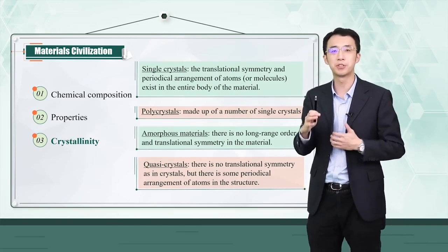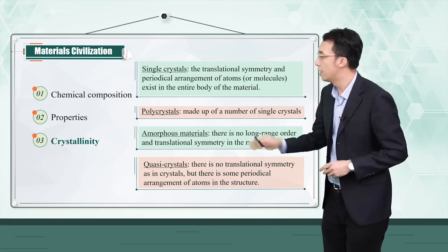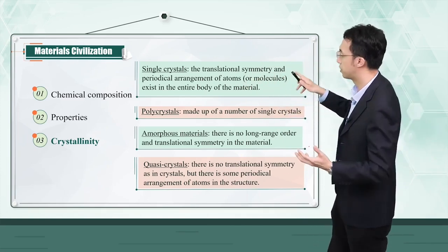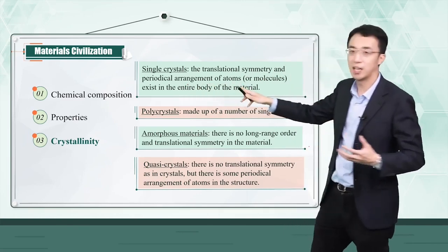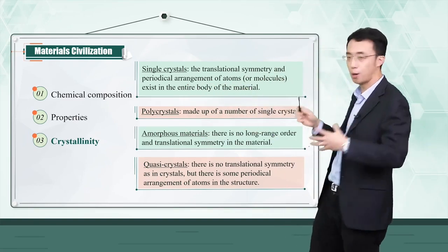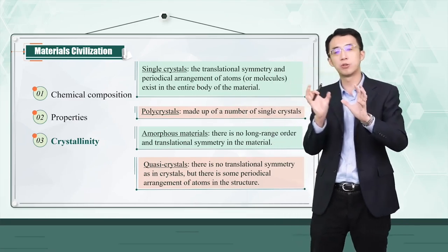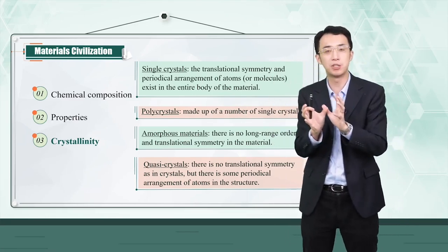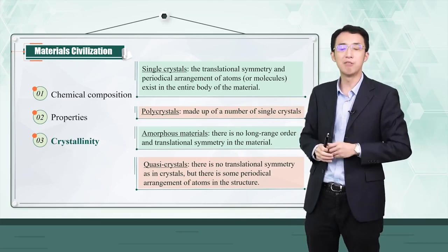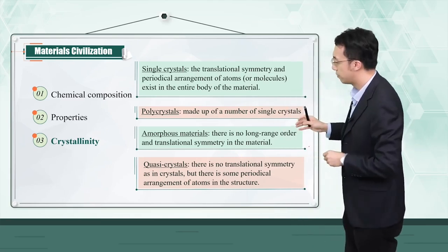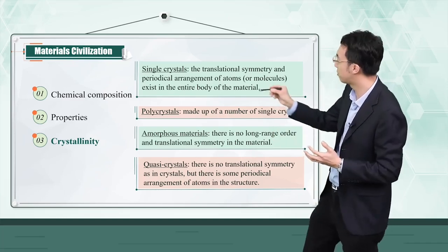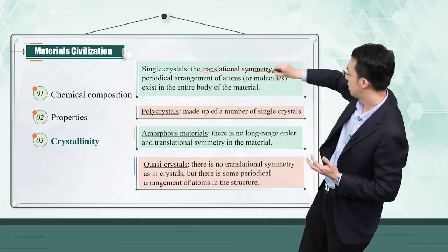And materials can also be divided into different groups based on their crystallinity, or the crystal structure. You have single crystals, where you have a complete translational symmetry and periodic arrangement of atoms across the entire material. That's called single crystal. And polycrystal is made up of a number of single crystals, and these single crystals in the polycrystalline material are divided and separated by a defect called grain boundaries.